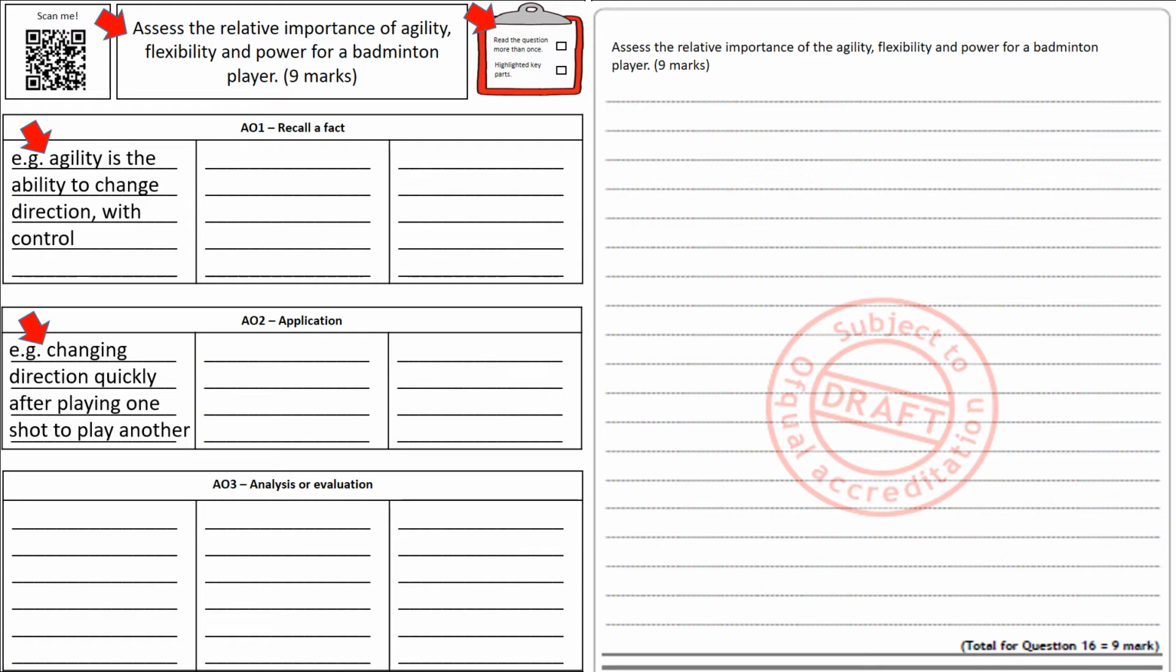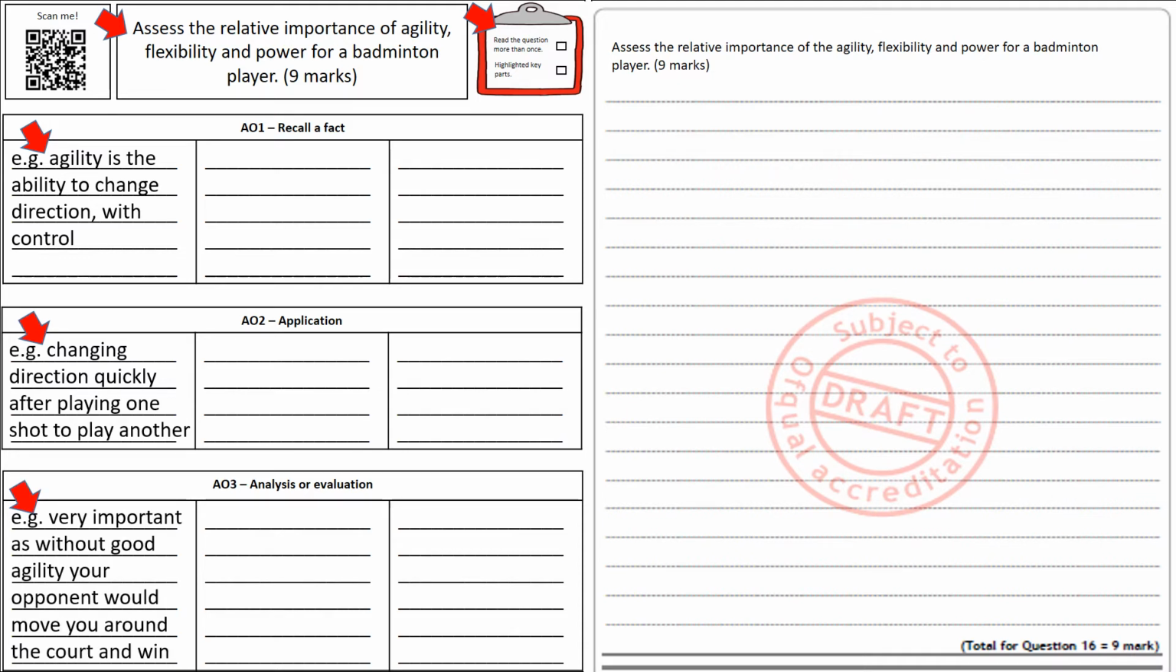Now we then move on to AO3, analysis or evaluation. Typically something which students find quite challenging. Now this question relates to relative importance. Now I always tell my students that relative importance means to rank. We are going to have to say how important or how unimportant a particular component of fitness actually is. So here we're looking at agility. This is going to go in my final box just here.